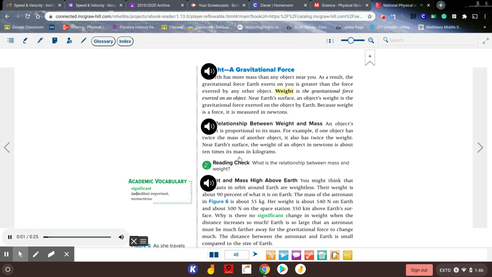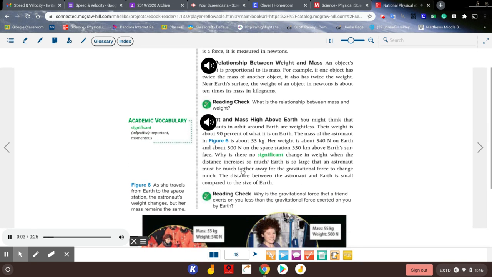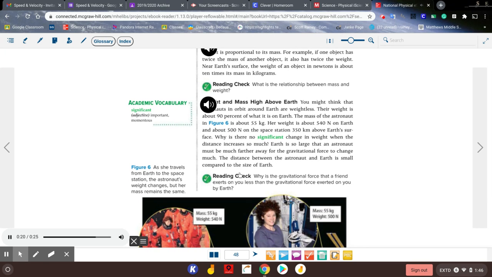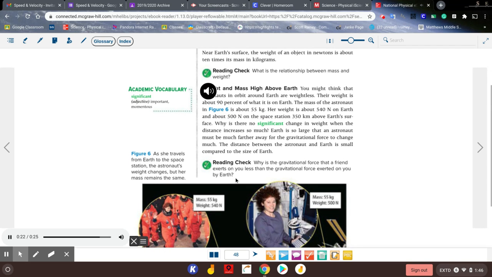The relationship between weight and mass. An object's weight is proportional to its mass. For example, if one object has twice the mass of another object, it also has twice the weight. Near Earth's surface, the weight of an object in newtons is about 10 times its mass in kilograms. Reading check. What is the relationship between mass and weight?